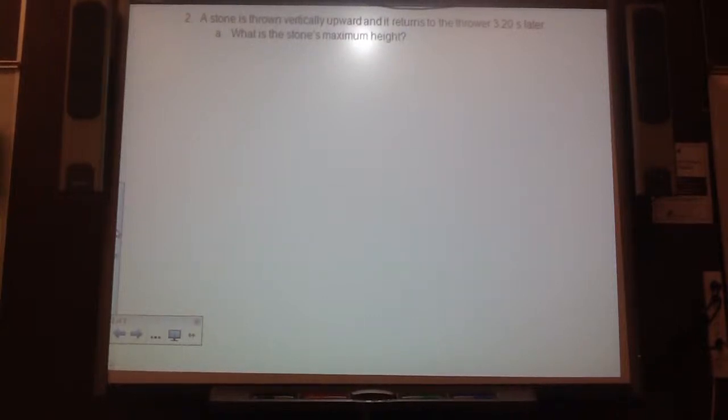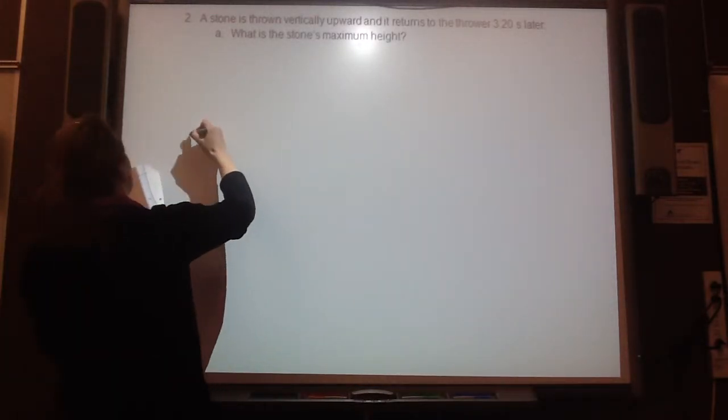A stone is thrown vertically upward and it returns to the thrower 3.2 seconds later. What is the stone's maximum height? So this is where we toss it up and it comes back down. I'm going to draw a little diagram because that kind of helps to visualize what's really going on here.